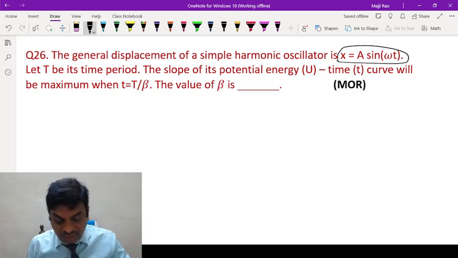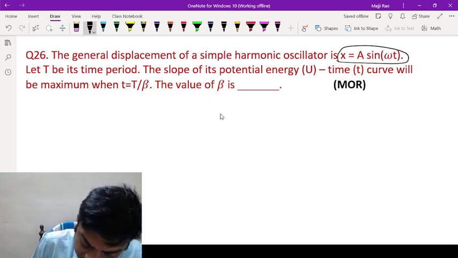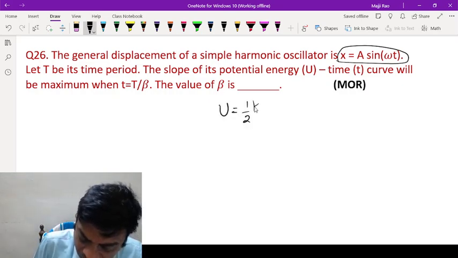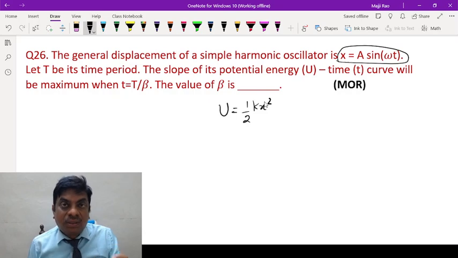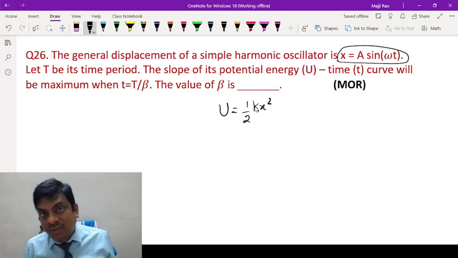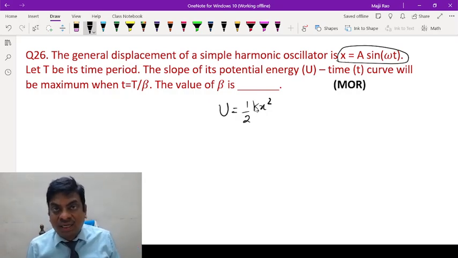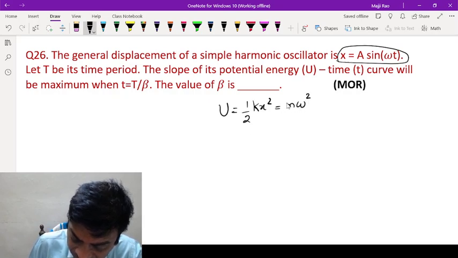Right. Now, in many cases, you can simply correlate SHM with the spring block system. So the potential energy of a spring is how much? Half k x square. Very much similar to that. Why? Because force is equal to minus kx in the case of the spring block system, and in the case of SHM also force is equal to minus kx. So that is how you can draw an analogy between any simple harmonic motion in general and the spring block system. So where k is m omega square.